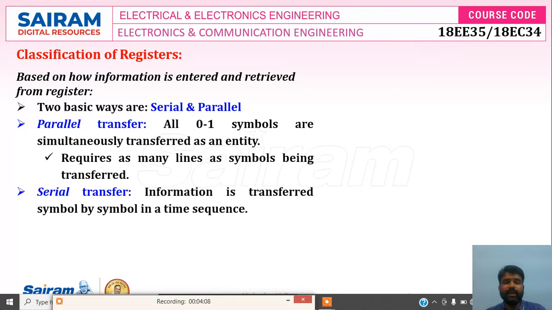And in serial, information is transferred symbol by symbol in a time sequence, that is bit by bit. So hence it requires only a single line.